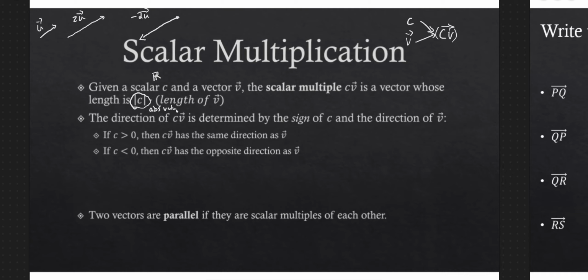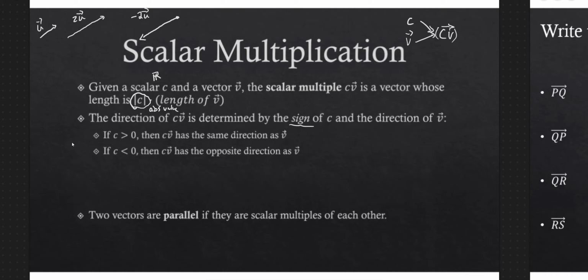The absolute value of my scalar is telling me the length. And then whether it's positive or negative tells me whether or not to keep the same direction as the original vector or switch it. So that's two things that scalar multiplication does: scale, and possibly change the direction to the opposite of what it was if c is negative. That is determined by the sign of c. If c is positive, it has the same direction as v. If c is negative, it has the opposite direction of v.